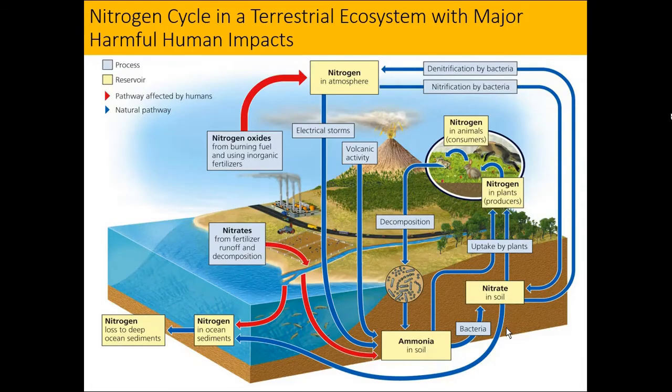Okay, this figure shows the nitrogen cycle in the terrestrial ecosystem with major harmful human impact. What human activity contributes to increasing the amount of nitrogen in our environment? Commonly, for humans, these factories, industrial, burning fuel, organic, so nitrogen oxide will be released, emitted to our atmosphere and then go down back to the earth.